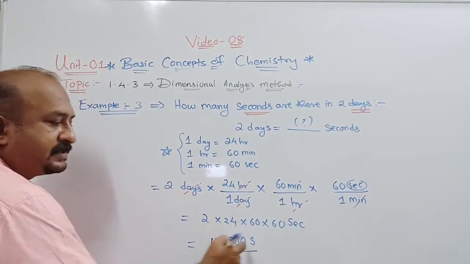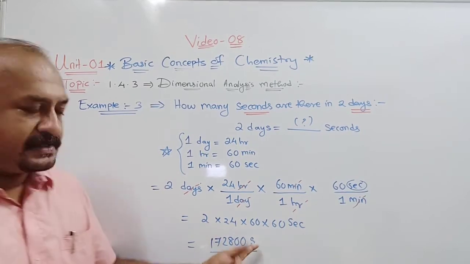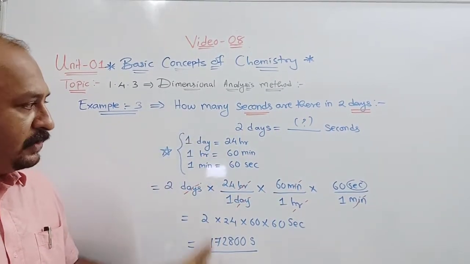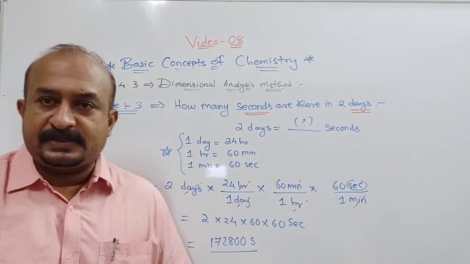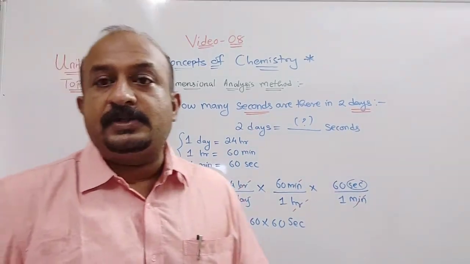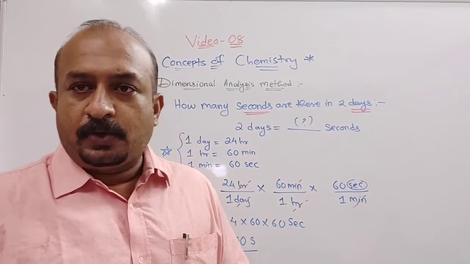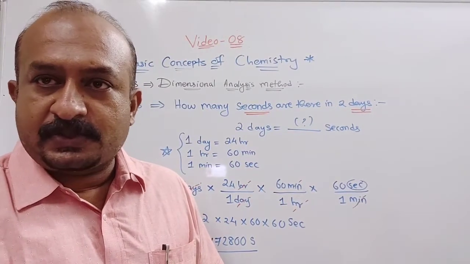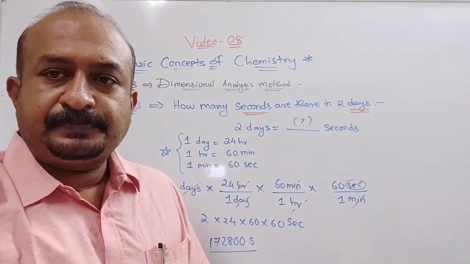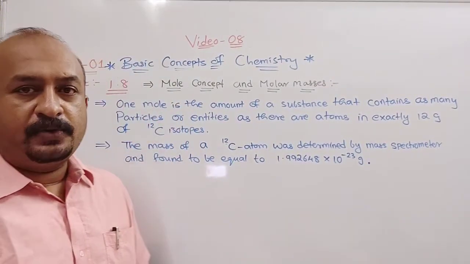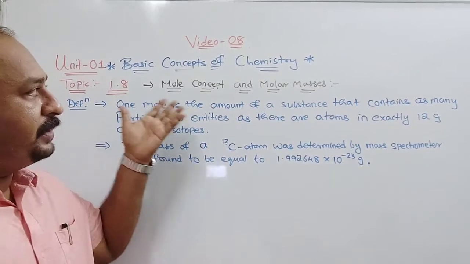172800 seconds. Seconds, one symbol is there, lowercase s is written here. Understood? So this is the part I am talking about. This is our dimensional analysis method. Now in your textbook exercise, there are questions given based on this. So you can go through it, but I also will be solving that in our next videos. Understood? Okay. Next.